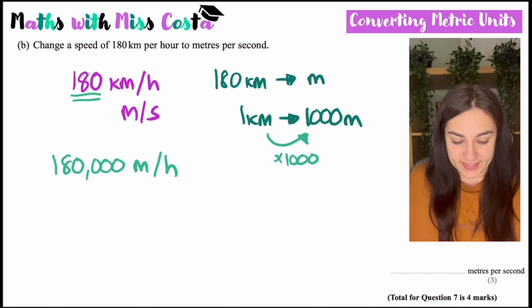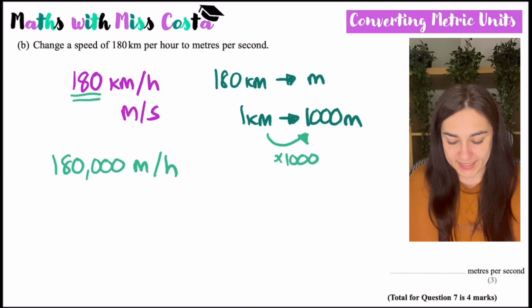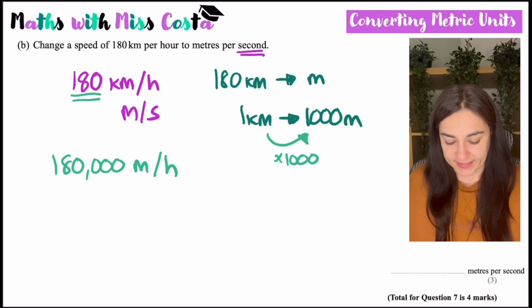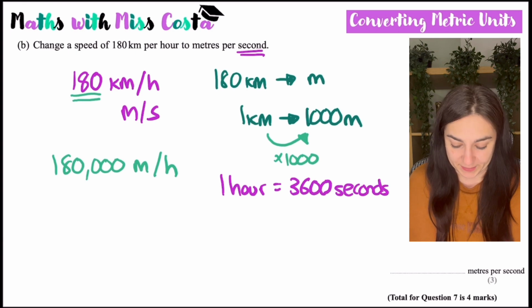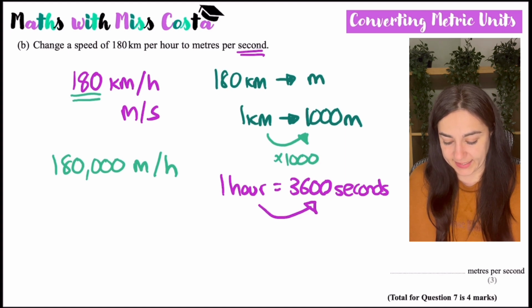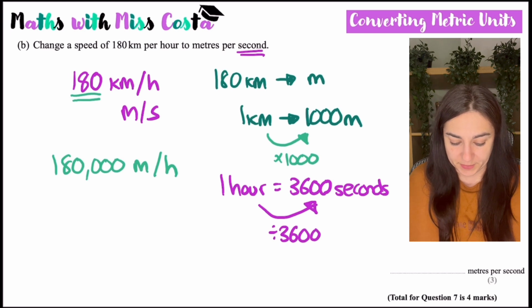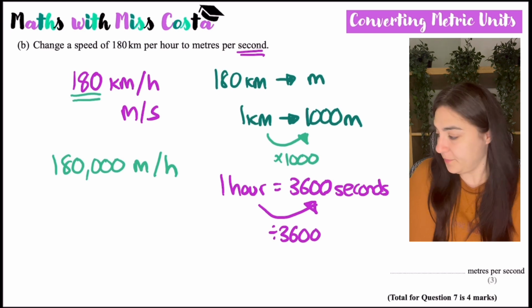So all I've done is turn my kilometres into metres. So I know the speed is 180,000 metres per hour, but I want to get it to metres per second. So I know that in 1 hour, there are 3,600 seconds because there are 60 minutes and 60 seconds in a minute. So how do I get hours to seconds? I divide by 3,600. So I'm going to need to do the same over here.